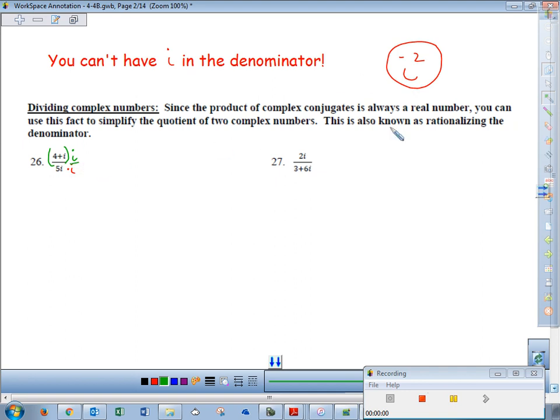Just like when you simplified a radical. If you had 3 over the square root of 2 and you simplified it, didn't you take that times radical 2 over radical 2? What's this blue number really right here? What's 5 over 5? 1. What's radical 2 over radical 2? We're taking it times 1, right?